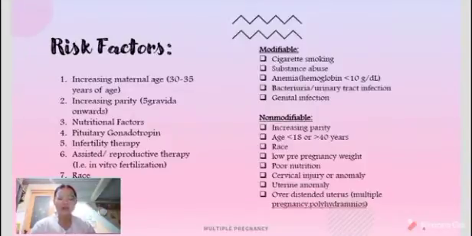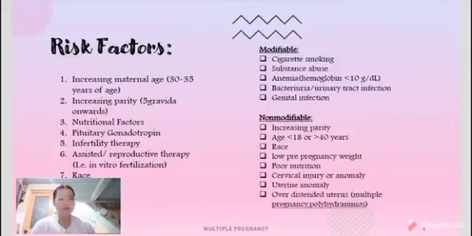For the next one, we have the modifiable factors of multiple pregnancy. We have cigarette smoking, substance abuse, anemia in which the hemoglobin goes lower than 10 grams per deciliter, and then bacteriuria or urinary tract infections and genital infections.